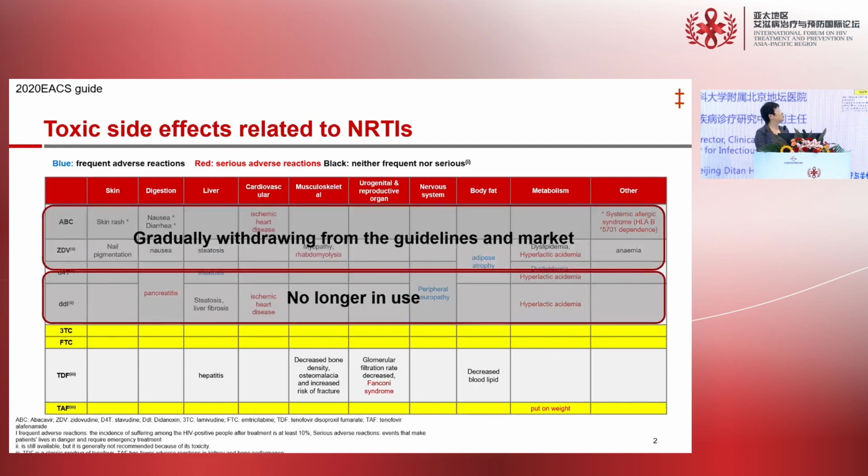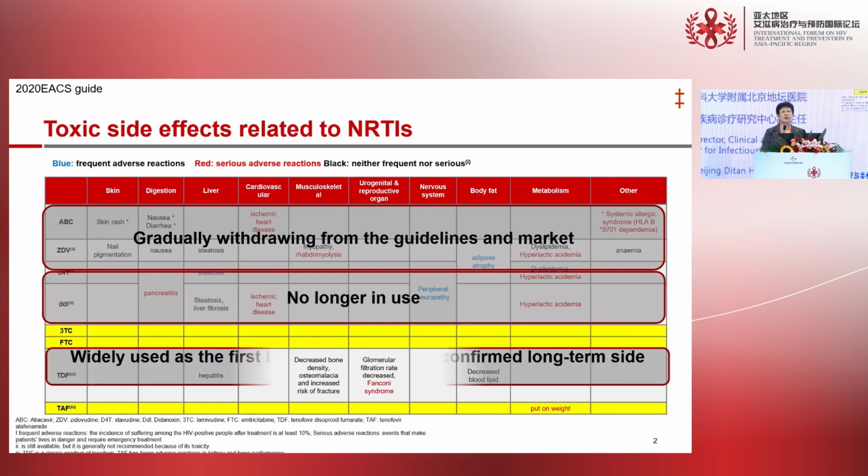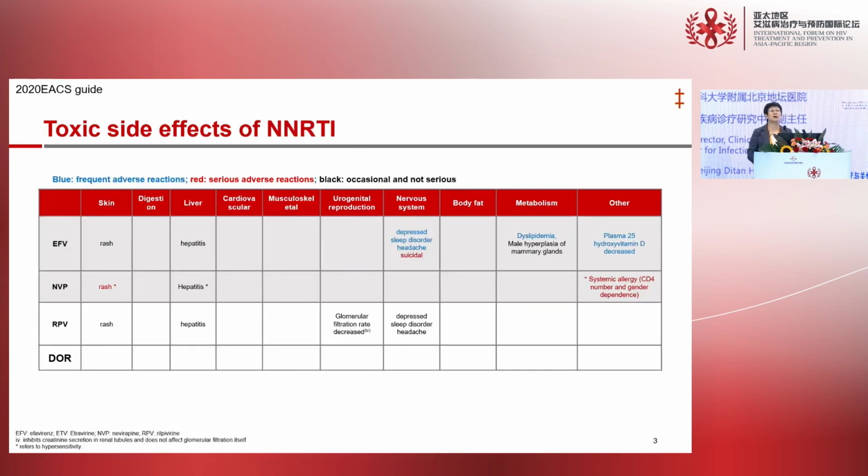So you can see that these are the drugs not in use, and ABC and AZT will also be faded out of the market. And it looks that 3TC, FTC, TDF and TAF are widely used in the market. And for NNRTI, there are big 4 drugs in the market.